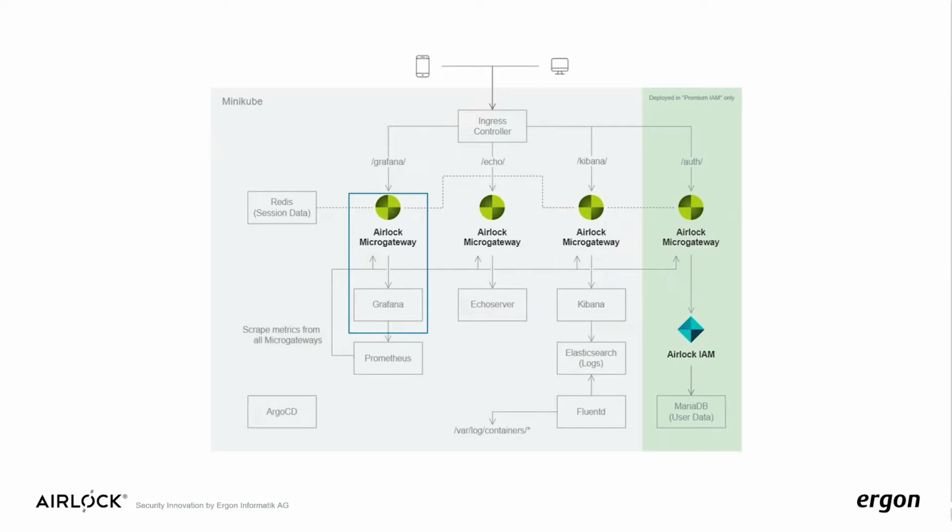Grafana is a web app to analyze metrics. Since it scrapes data from all microgateways, it is possible to analyze metrics on one single point. It is only accessible for authenticated users as well. Okay, now we have seen how the architecture of the Minikube example is built. Let's head over to the hands-on part.